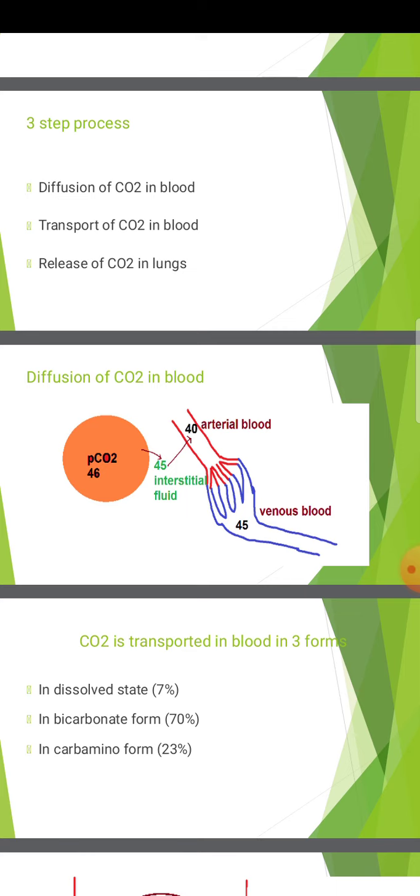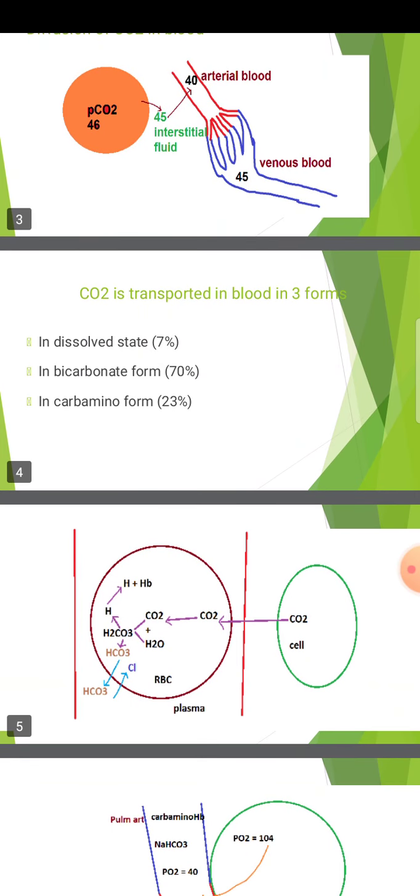Even if the CO2 production is increased, still the intracellular PCO2 remains 46, because CO2 rapidly diffuses out of the cell, and the rate of diffusion of CO2 is approximately 20 times that of oxygen. So once the CO2 diffuses into the capillary blood, it flows into the systemic venous system, and this venous system drains into the superior vena cava and inferior vena cava and reaches the right atrium. Now coming to the transport of CO2 in the blood.